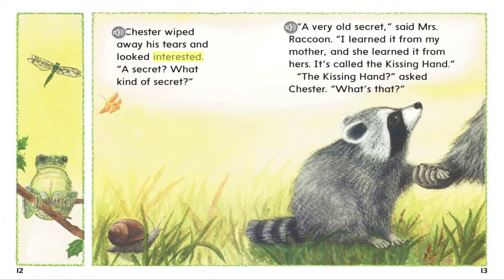Chester wiped away his tears and looked interested. "A secret? What kind of secret?" "A very old secret," said Mrs. Raccoon. "I learned it from my mother and she learned it from hers. It's called the kissing hand." "The kissing hand?" asked Chester. "What's that?"